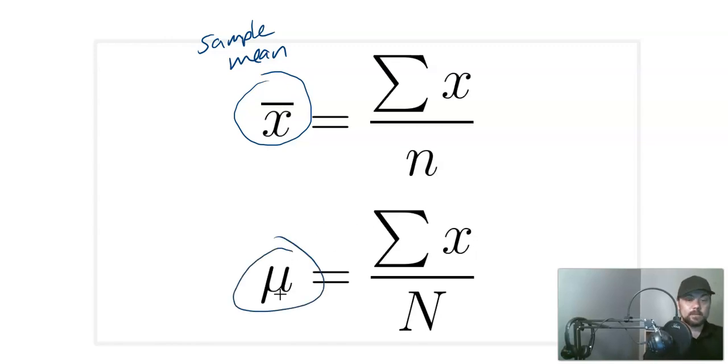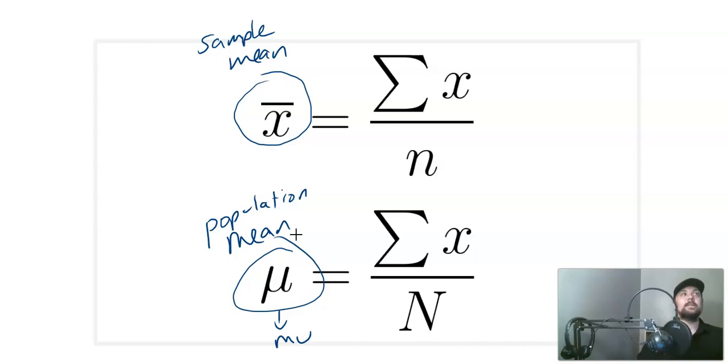Contrast that with this symbol, which is also a mean. This is a Greek letter, the Greek letter mu. It's like an M, the Greek letter M for mean. But this symbol is only used to refer to the population mean. This is a really important distinction that a lot of students seem to miss, and we talked about it in chapter 1.